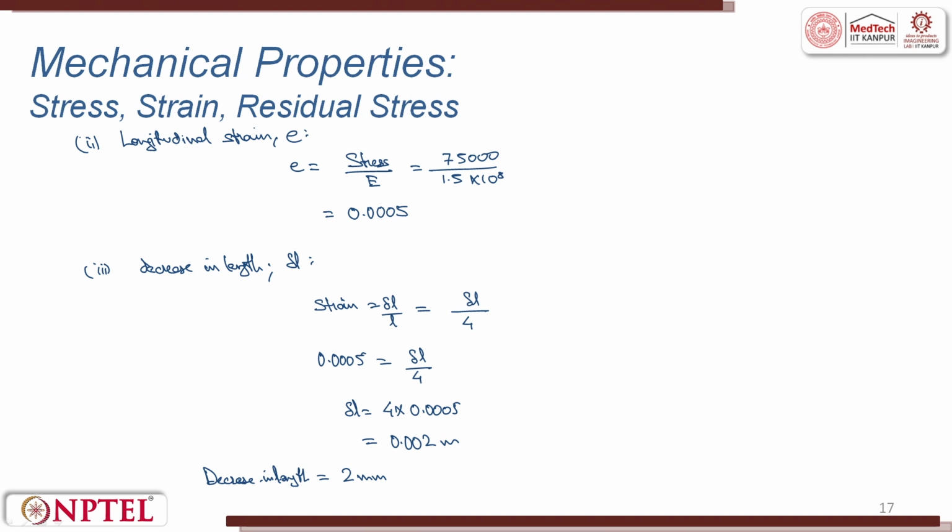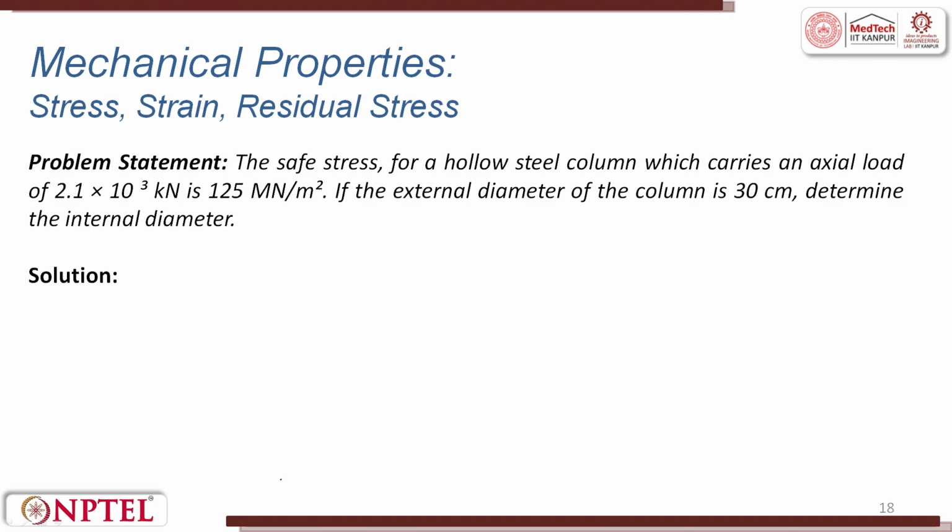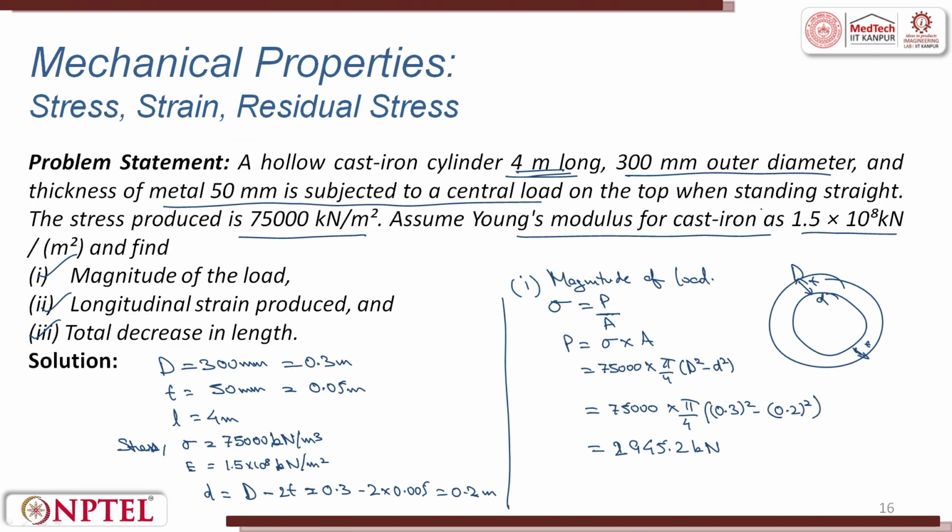Now there are numericals in a similar fashion that I have here. For instance, there is a safe stress for a hollow steel column which carries an axial load of 2.1 into 10 to the power 3 kilonewton, and this safe stress is 125 meganewton per meter square. The external diameter of the column is 30 centimeters. Determine the internal diameter. You will use a similar relation as I did in the previous numerical. So this is again a hollow steel column. So we have external dia, we have internal dia, like we had here, the external and the internal diameters, right.